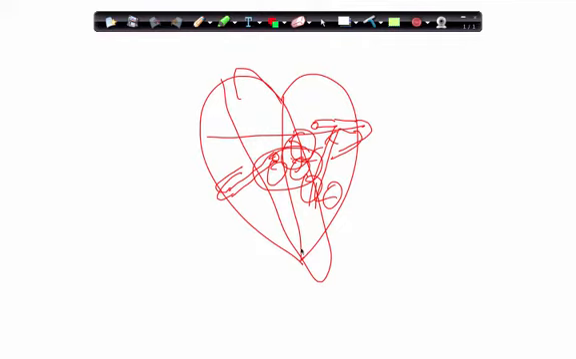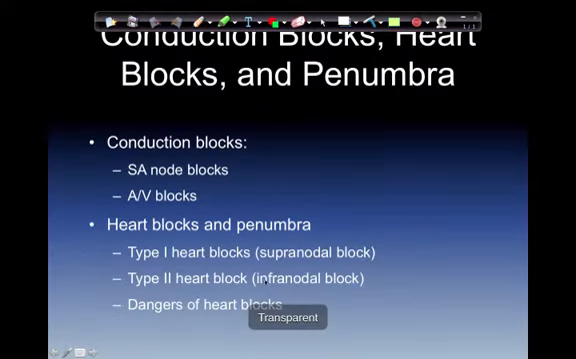This can cause an infranodal block. An occlusion, a vaso-occlusive event in the left coronary artery that supplies blood to the septum, is a type 2. Okay, the dangers of heart blocks are very simple. You can go into complete heart block or have AV dissociation. A 3rd degree block is a complete heart block.